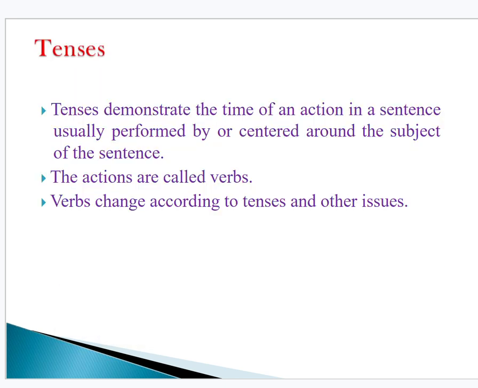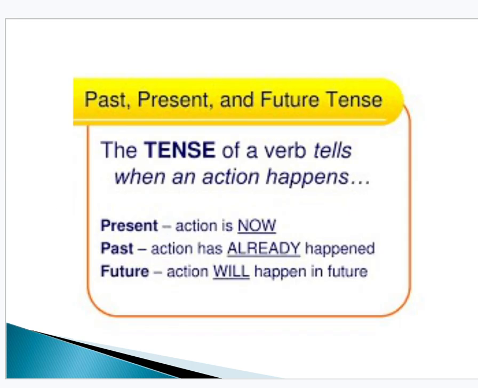So first we need to know what tense is. Tense denotes the time of an action in a sentence, usually performed by or centered around the subject of the sentence. The action is called the verb, and the verb changes according to tense and other factors. The tense of a verb tells when an action happened: present action is now, past action has already happened, and future action will happen in the future.